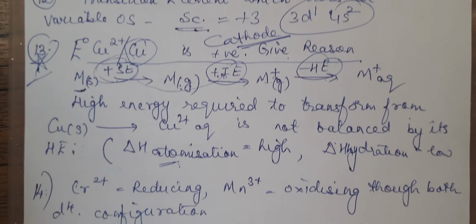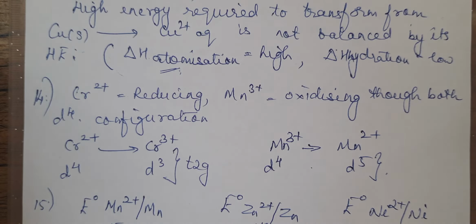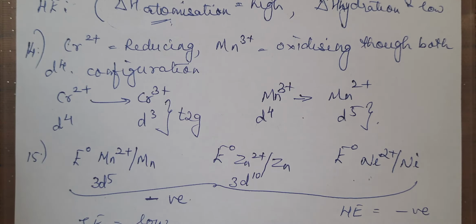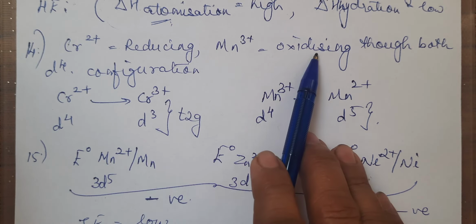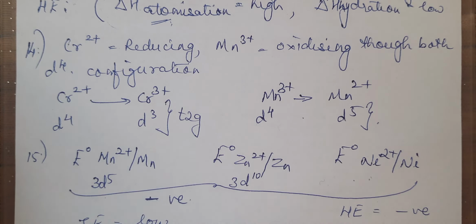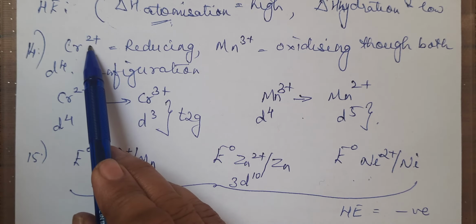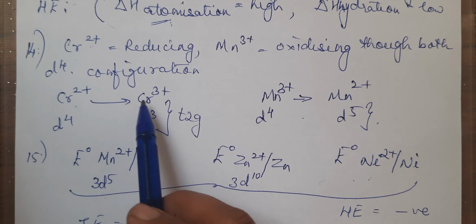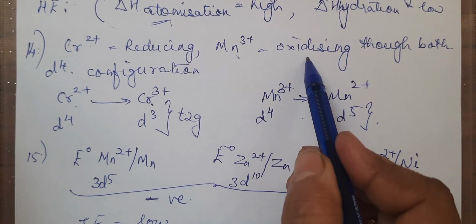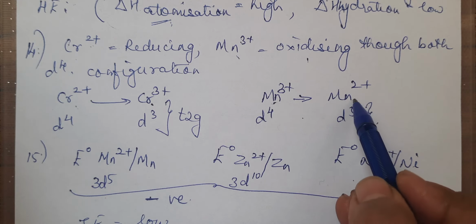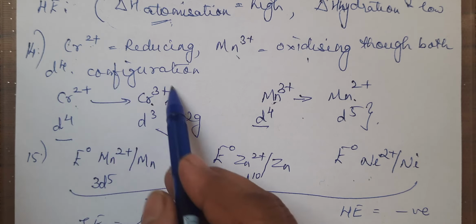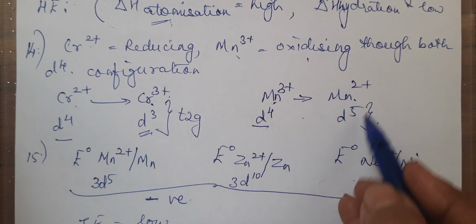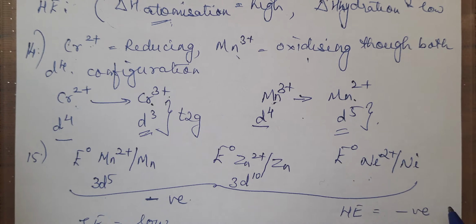Right? Another very, very important question, children. This one, chromium. The question is Cr2+ is reducing, whereas Mn3+ is oxidizing, though both have d4 configuration. Now, first you write, this is reducing. Reducing agent means itself is undergoing oxidation. This is oxidizing means itself is undergoing reduction. In this form, both have d4. But in the oxidized form, this will have d3 and this will have d5. Both are stable in their respective thing.